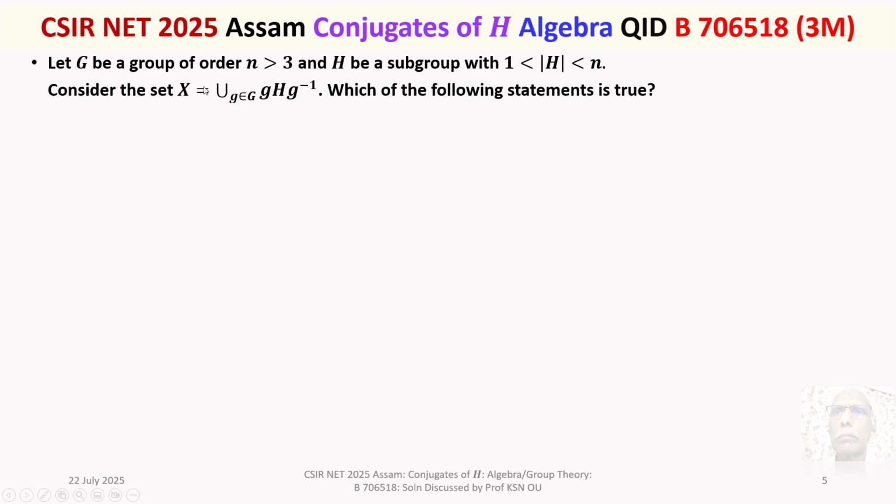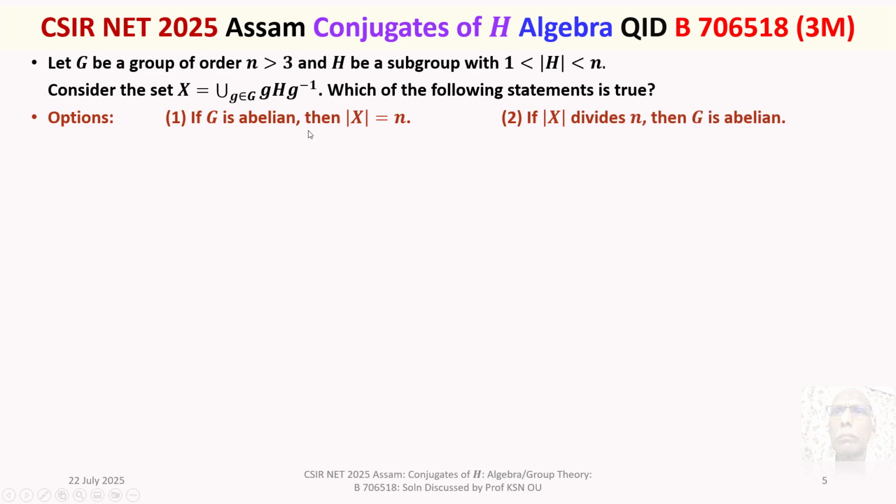The union is taken over all the elements of G. Which of the following statements is true? Option 1. If G is abelian, then order of X is n. Right. Option 2. If order of X divides n, then G is abelian. Option 3. Order of X less than n. Option 4. Order of X divides n.